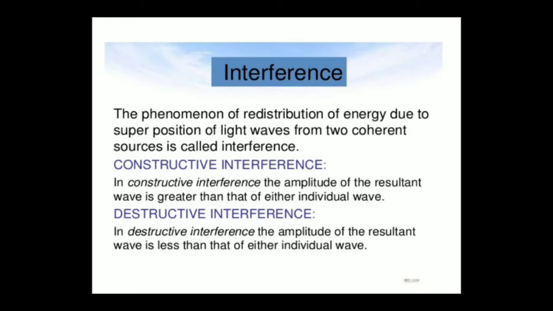Interference is the phenomenon of redistribution of energy or intensity due to superposition of light waves from two coherent sources. There are two types of interference: constructive and destructive interference. In constructive interference, the amplitude of the resultant wave is greater than the individual waves. In destructive interference, the amplitude of the resultant wave is less than the individual waves.